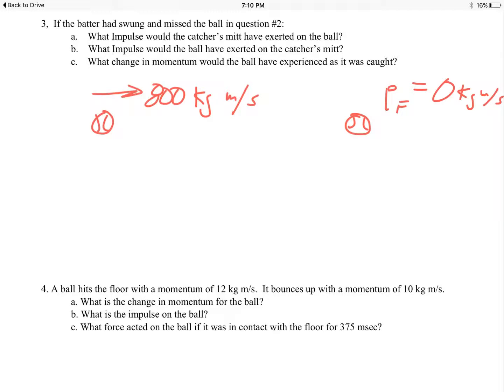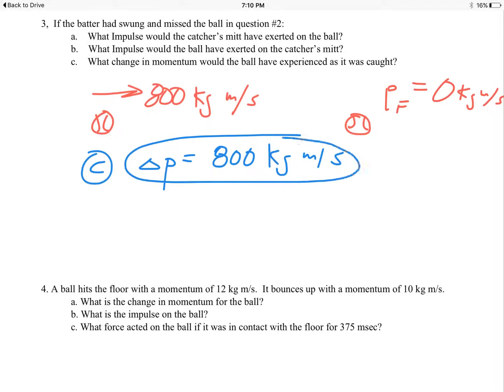So what's the impulse? Well, first of all, I can kind of do this problem backwards, so let's do it backwards. Part C says, what is the change in momentum for the ball while it's caught? Well, if it starts with 800 and gets caught by the catcher, the change in momentum, delta P, is 800. You could say it's negative 800, but you don't need to. Kilograms meters per second. It was caught by the catcher. It changes momentum from 800 to 0.